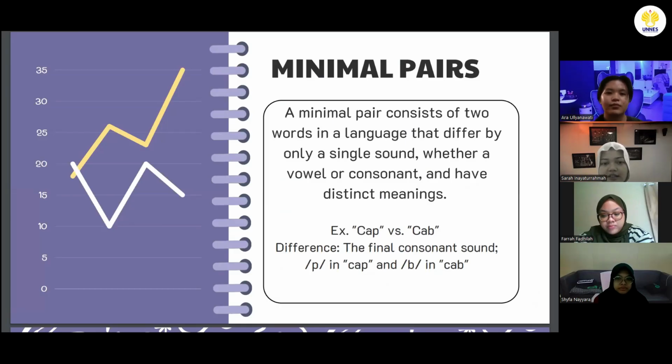Okay, next one is minimal pairs. A minimal pair consists of two words in a language that differ by only a single sound, whether it's a vowel or a consonant, and these words have completely distinct meanings. For example, the words cap and cab form a minimal pair. The difference between them lies in their final consonant sounds, the p sound in cap and the b sound in cab. It means that changing the final consonant from voiceless to voiced alters the word's meaning.